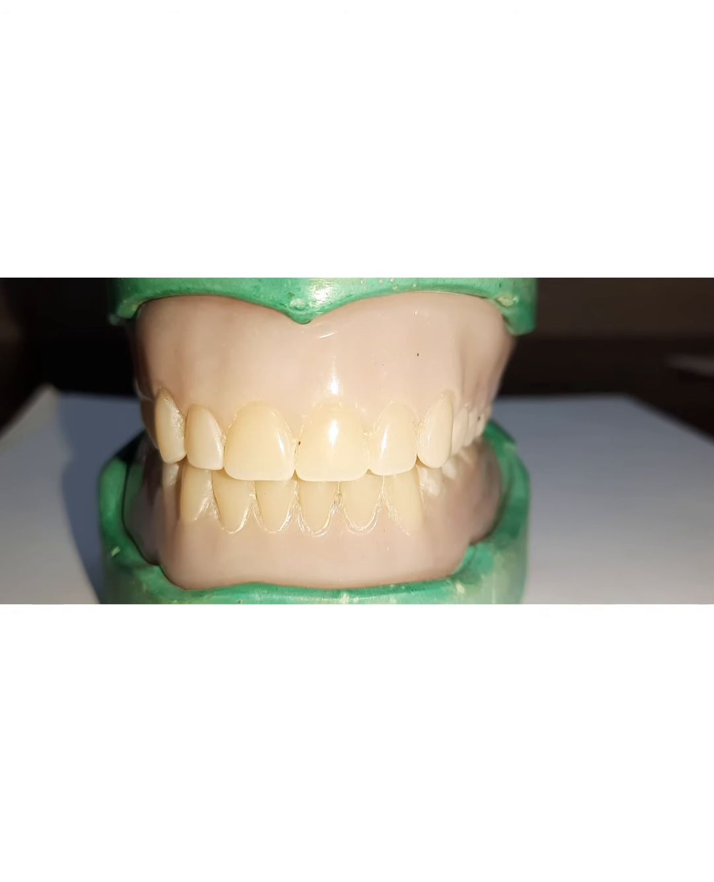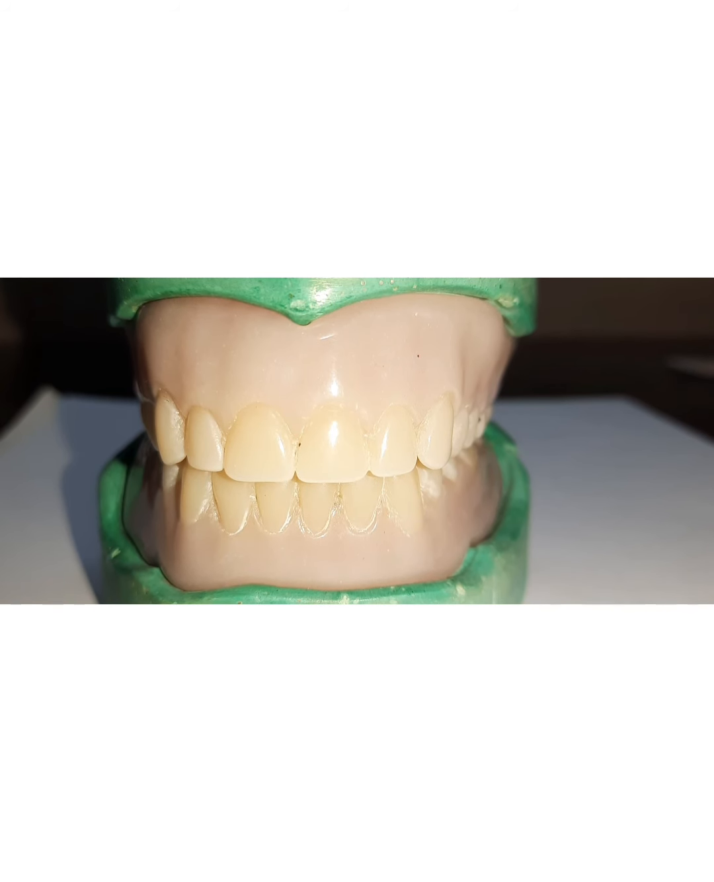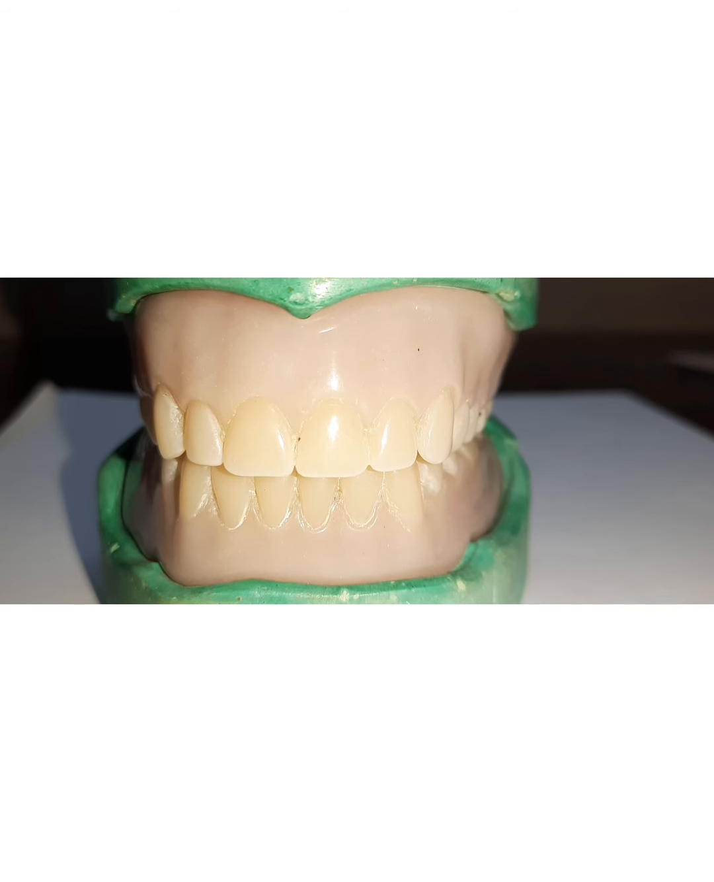Now let's see what the components of complete dentures are. There are 3 surfaces of a complete denture and there are 4 parts of a complete denture. Now let us see each of them one by one. First, the denture surfaces.